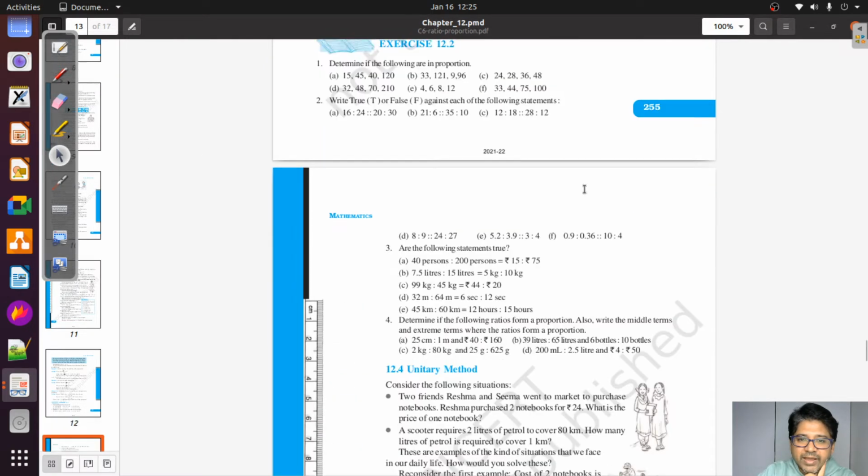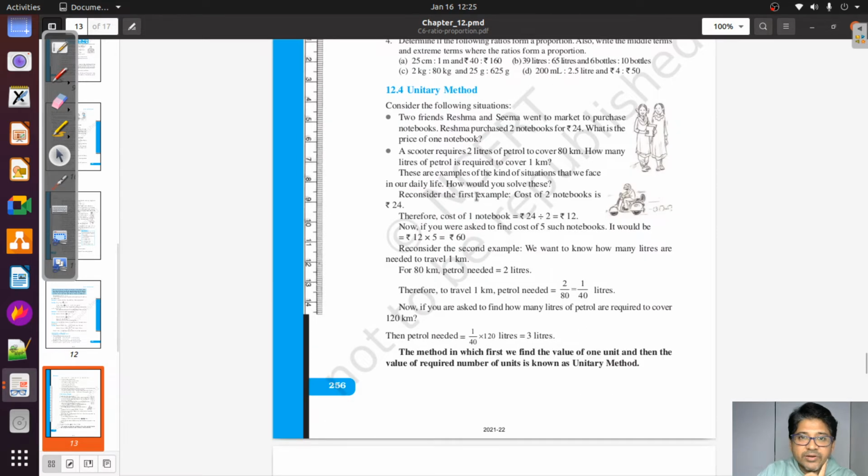Now we'll move to the next topic, the unitary method. Today we're going to study the unitary method. What is the unitary method? Before that, let's understand unit. What do you mean by unit? Unit means single, one. Unitary is the adjective. You have to use the one, and using that one, if you do something, that is called the unitary method.